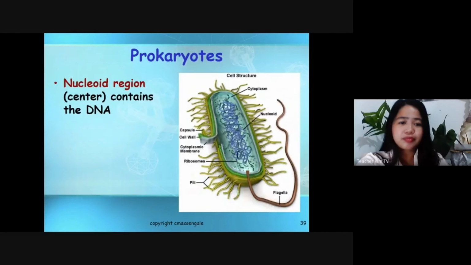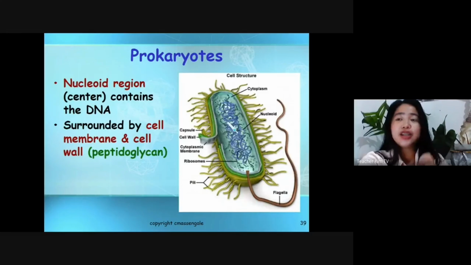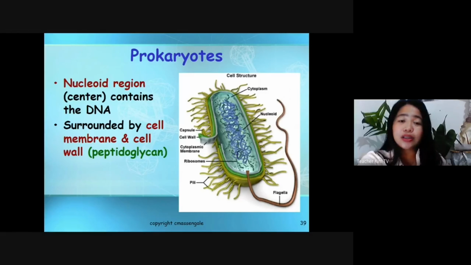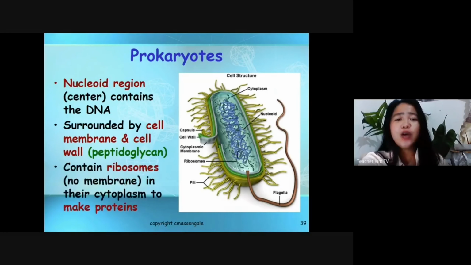It has a nucleoid region here wherein the DNA is located or nandun ang DNA, andun sila lahat sa nucleoid region. And then, surrounded by a cell membrane and a cell wall. So, take note, prokaryotic cell also has cell wall. And their cell wall are made up of peptidoglycan. Now, prokaryotes, they contain ribosomes. So, no membrane in their cytoplasm to make protein.